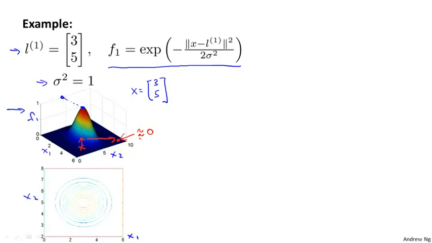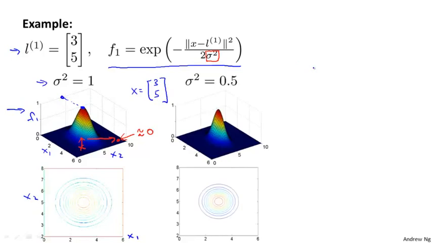Now, the other thing I want to do on this slide is show the effects of varying this parameter sigma squared. Sigma squared is a parameter of the Gaussian kernel, and as you vary it, you get slightly different effects. Let's set sigma squared to be equal to 0.5 and see what we get. If we set sigma squared to 0.5, you find that the kernel looks similar, except that the width of this bump becomes narrower. The contours shrink a bit too. So if sigma squared equals 0.5, then as you start from x equals (3, 5) and move away, the feature f1 falls to 0 much more rapidly.